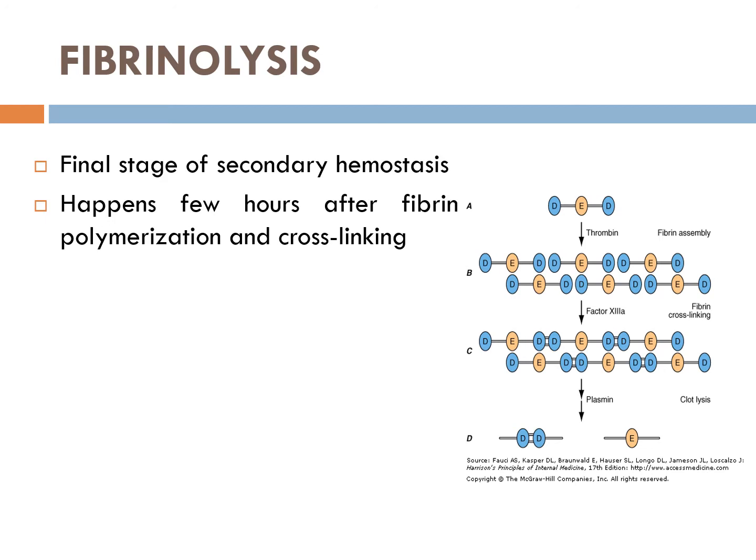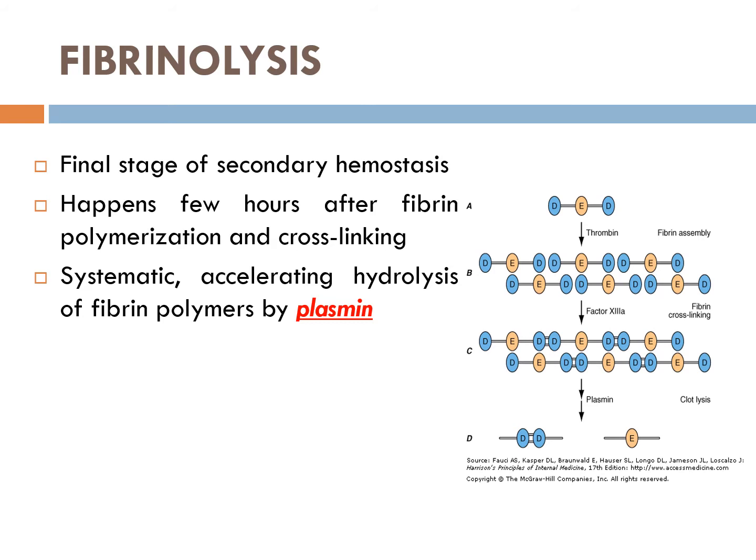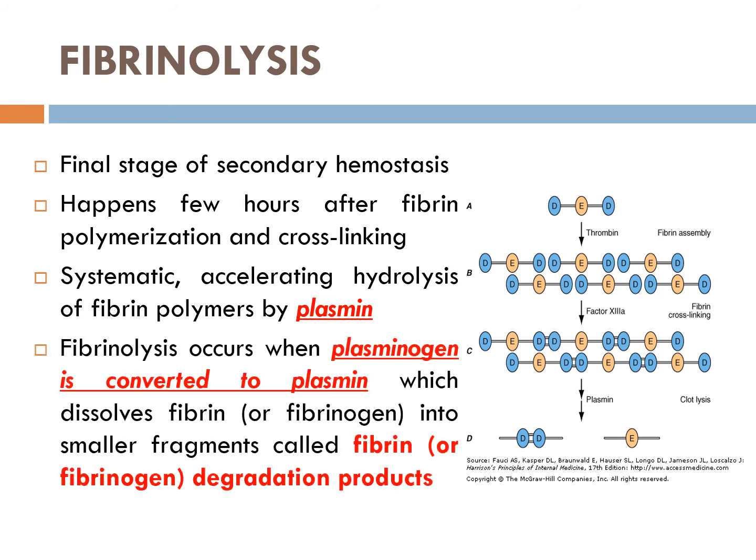Now, this process would happen a few hours after fibrin polymerization and cross-linking take place due to the activation of your factor 13 to its serine protease, which is factor 13A. This step is systematic and it accelerates hydrolysis of your fibrin polymers in the presence of your plasmin. Plasmin is the activated form of your plasminogen, and it acts upon your fibrin or fibrinogen, which would result in the production of smaller fragments we call your fibrin or fibrinogen degradation products.